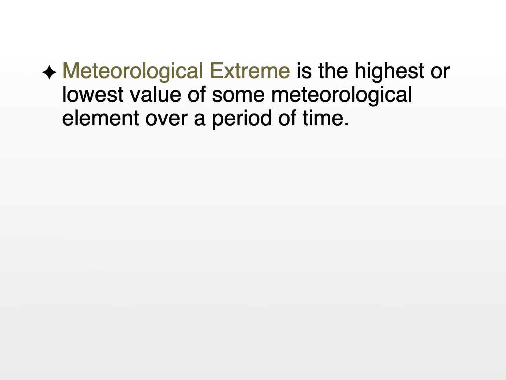A meteorological extreme is the highest or lowest value of some meteorological element over a period of time. So what was the highest temperature recorded, let's say, during the last normal period, 1981 to 2020? Or if we have data that goes back longer than the last normal period, we might measure this meteorological extreme from the beginning of the recordings at that particular station.